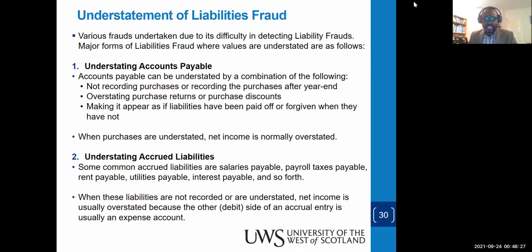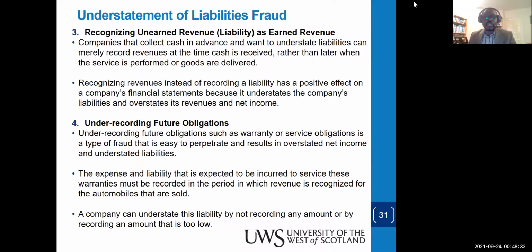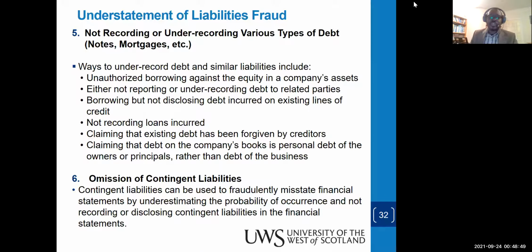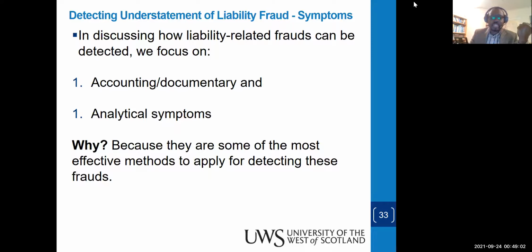Okay, they could understate accrued liabilities. We looked at this in the table. So the same thing we looked at in the table is what we are finding here. Recognizing unearned revenue as if they have already earned it. And recording future obligations, future commitments, the warranties, the contingent liabilities, they will under-record it. Okay. They will also not record various debts, mortgages. They don't want it to appear on their books. They will claim it as if it's a personal debt, when it is actually the debt of the organization, and they will omit contingent liabilities.